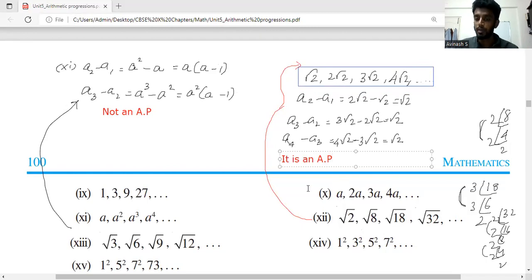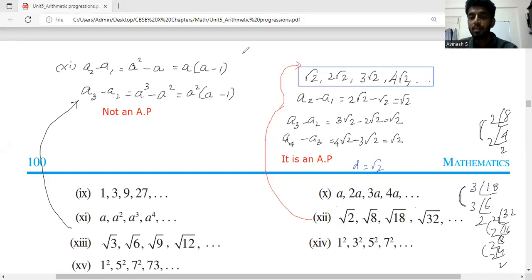So this is what we conclude. So we write the common difference as root 2. This is very important. So once we get the common difference as root 2, we are supposed to find the next 3 terms. So once we get the common difference as root 2, we add that root 2 to get the next 3 terms. So you will be getting basically 5 root 2, 6 root 2, and 7 root 2. This is what we'll be getting.